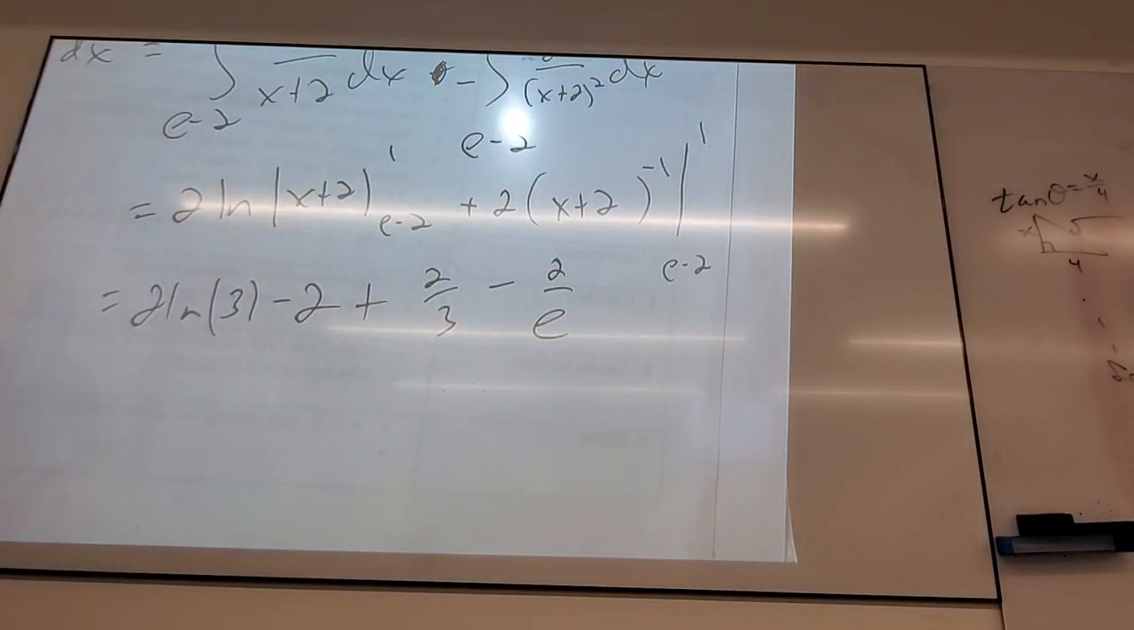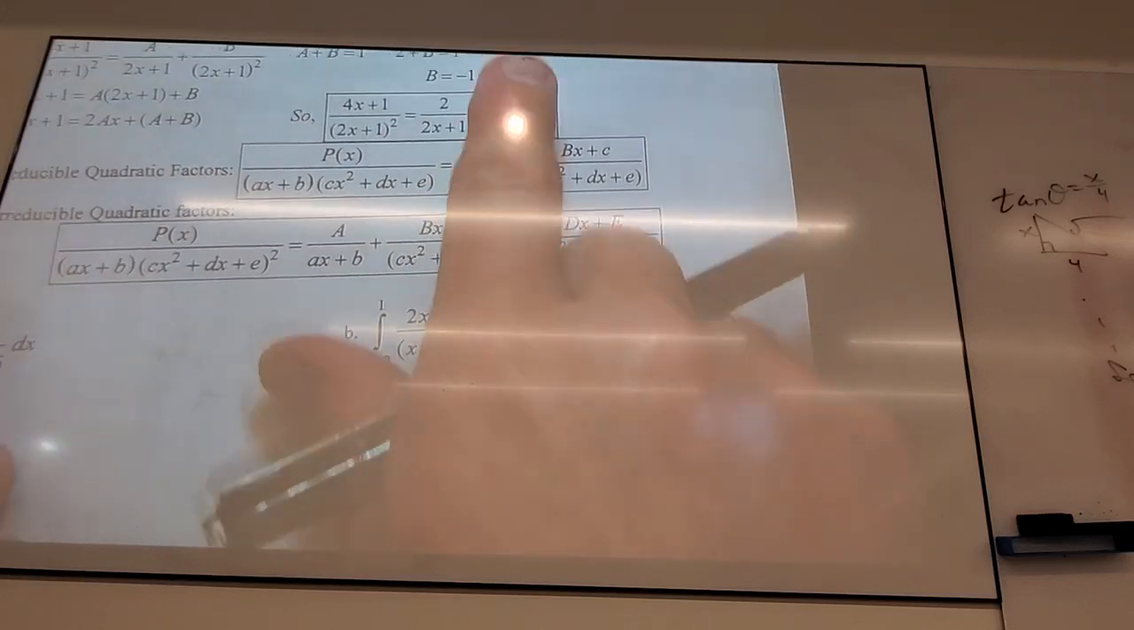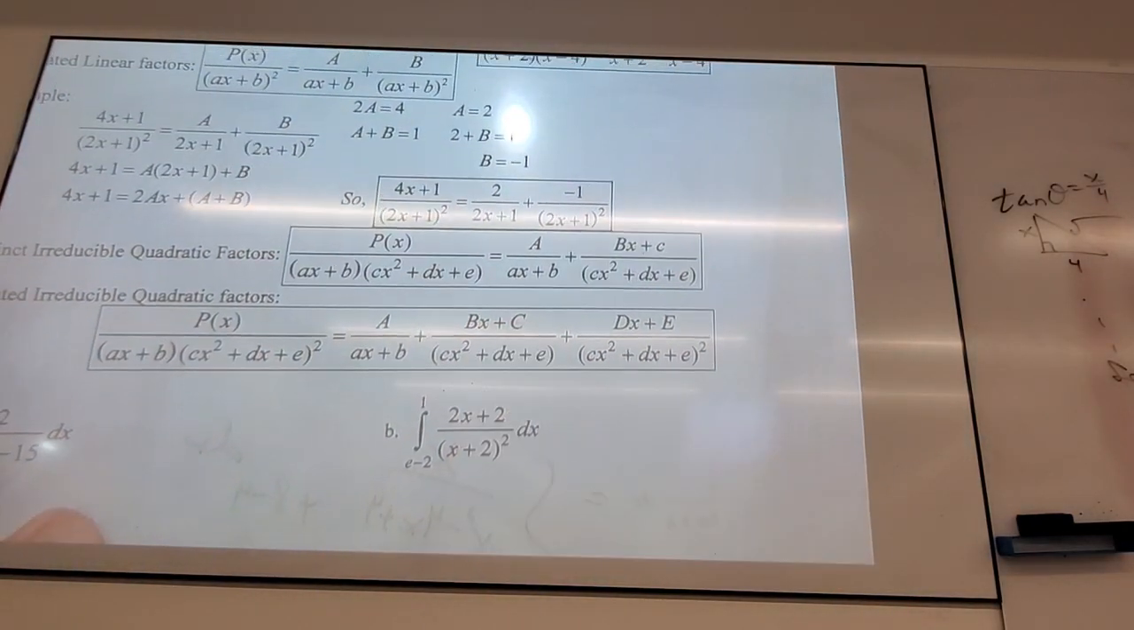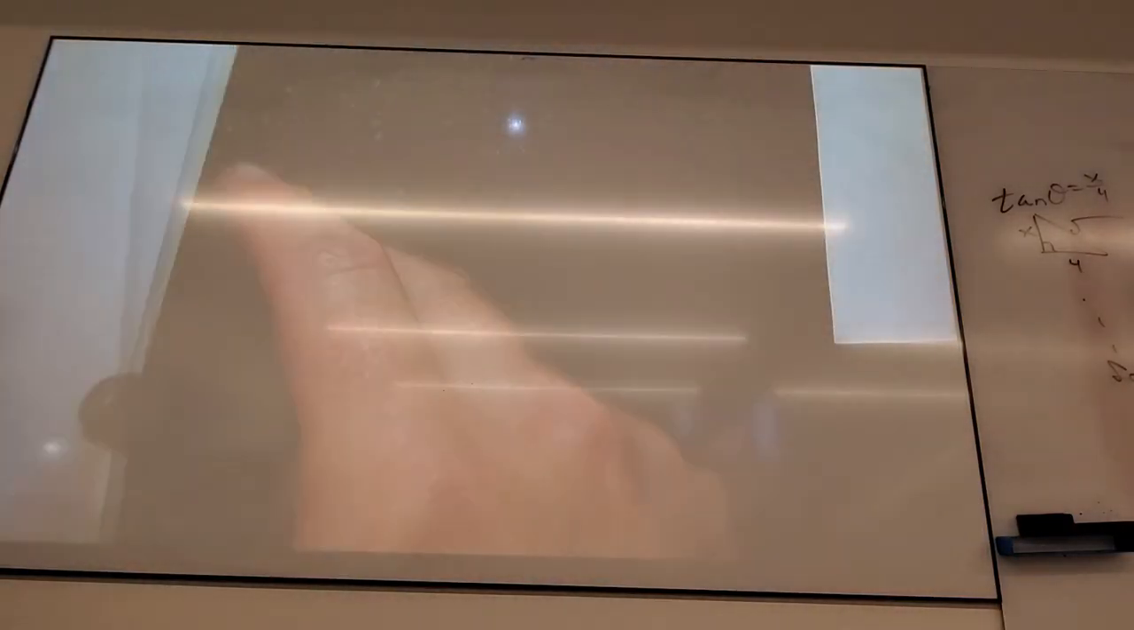You can do U-sub. I'm sorry, I'm kind of emphatic about it, but I desperately want you to start being more to the point with your work, so you don't waste time writing all this extra stuff you don't need. Okay. All right. So you're going to want to practice with this. Well, section 7.4, you're going to have a lot of practice with partial fractions.